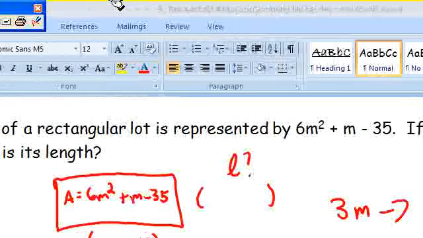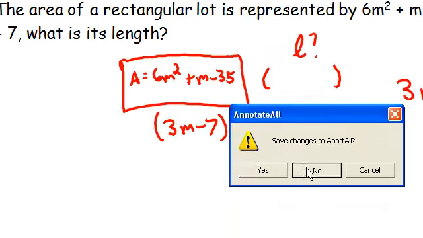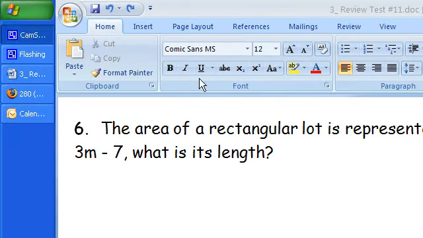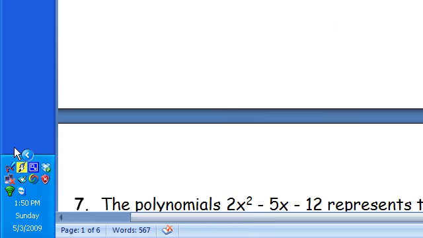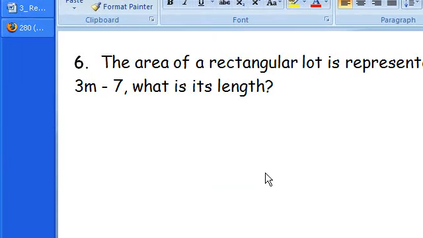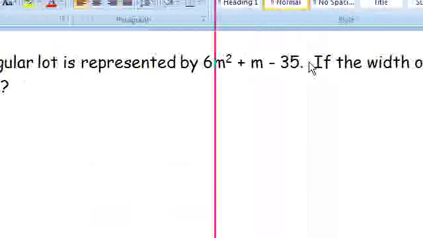Oh, incoming phone call. That's funny. Hold on. Okay, took care of that. Put out a little fire right there. Okay, there's our pen tool activated.